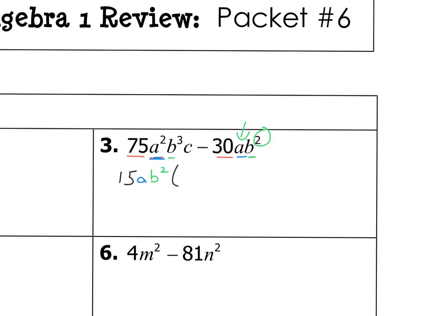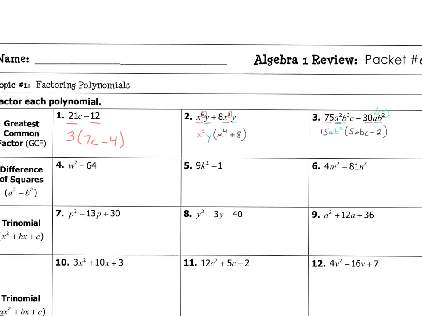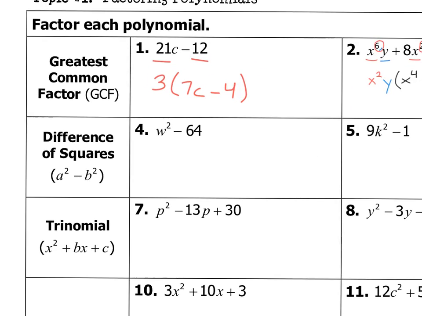So if we take out all of that stuff, 75 divided by 15 would be 5. Okay, we take out 1 A, so we'd have A left over. Take out 2 B's, so we just have B, and we didn't do anything with the C, so it would just come down. And then if we take out 15 from 30, 30 divided by 15 would be 2. And we took out A, and we took out B squared, so it would just be minus 2. Again, to check your answer, please distribute and make sure you come up with the same polynomial that you started off with.